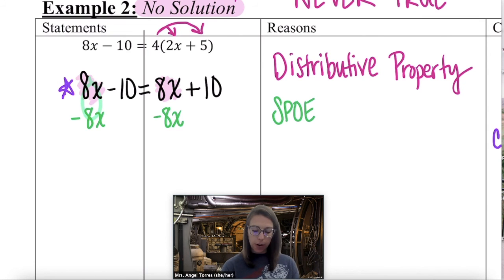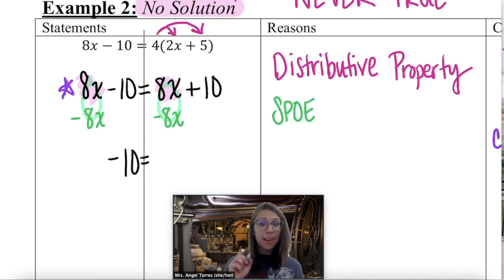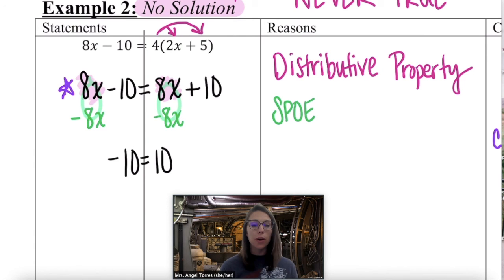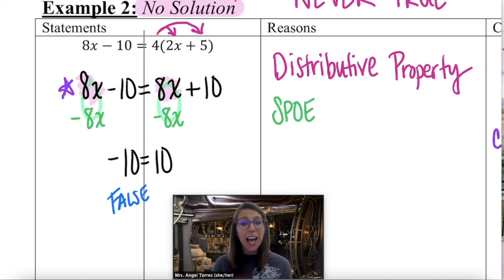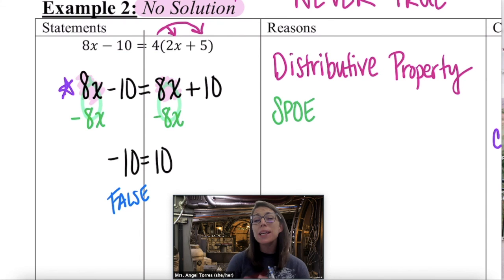8x minus 8x is 0, and on the left we have, careful, negative 10. On the right, 8x minus 8x is also 0. I've now created two 0 terms. That's a red flag. And on the right, it simplifies to positive 10. Now here's what you have to look for. Does negative 10 equal 10? Is that true? Not the last time I checked. This is false. Negative 10 doesn't equal positive 10. Well, if you use all of your properties of equality and you end up with an equation that's false, that means it's always false or never true, and there is no solution here.